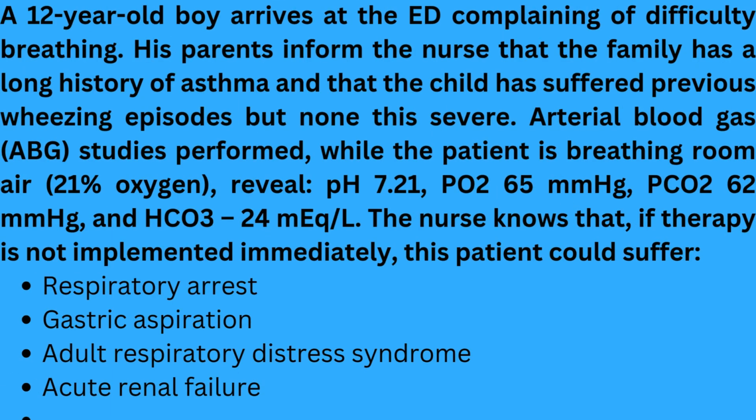A 12-year-old boy arrives at the ED complaining of difficulty breathing. His parents inform the nurse that the family has a long history of asthma and that the child has suffered previous wheezing episodes, but none this severe. ABG studies were performed. While the patient is breathing room air, 21% oxygen, it reveals pH 7.21, PO2 65, PCO2 62, and HCO3 is 24.